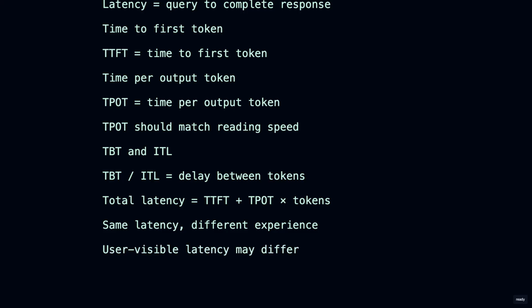Be careful about what you measure. In chain of thought or agent workflows, the model may spend time on hidden internal steps before the user sees anything. So user visible latency can be much longer than model internal timing.